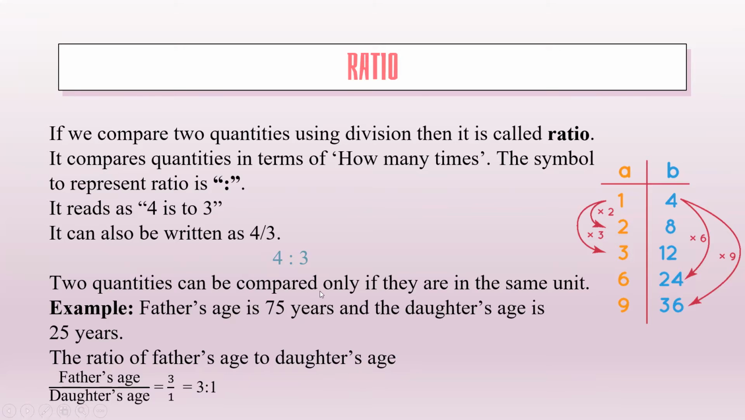Two quantities can be compared only if they are in the same unit. Example, father's age is 75 years and the daughter's age is 25 years. The ratio of father's age to the daughter's age is father's age divided by daughter's age. Here it is 3, father's age is 3 and daughter's age is 1. So it can be represented as 3:1.